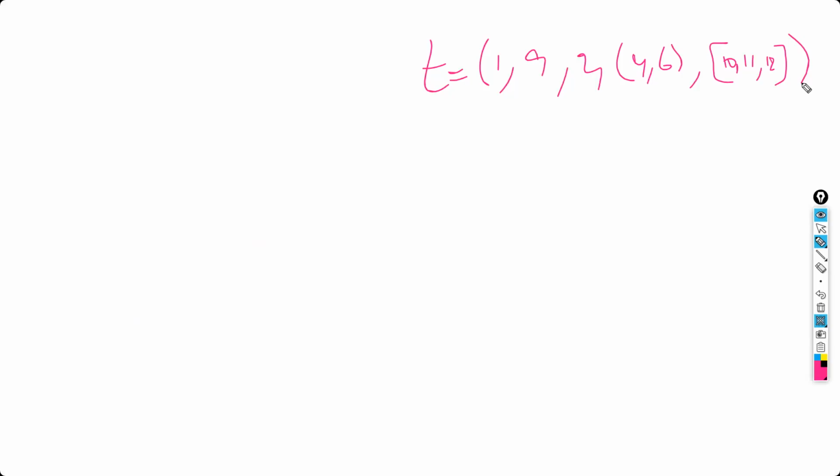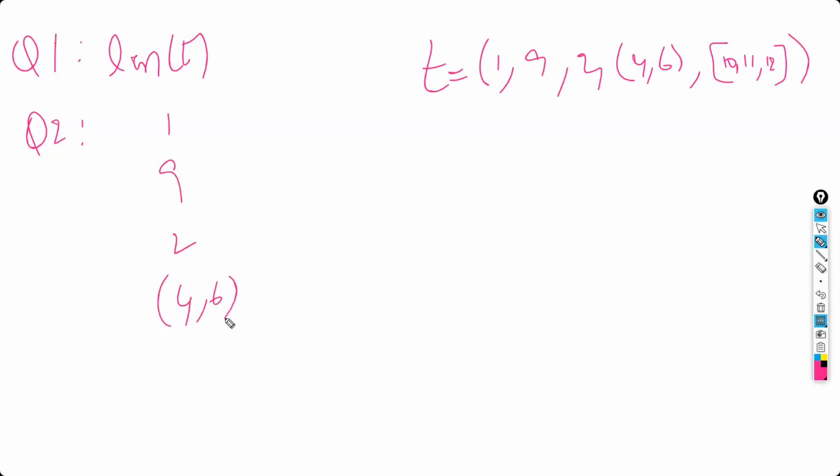Now, first, this is not an interview question, just a general question. Question number 1: What is the length of T? Length of T is 5. Second question, again general: What are the tuple items? Which are the 5 items? First one is 1, followed by 9, followed by 2, followed by tuple of 4, 6, followed by list of 10, 11, 12. So these are the 5 items, total 5 items.